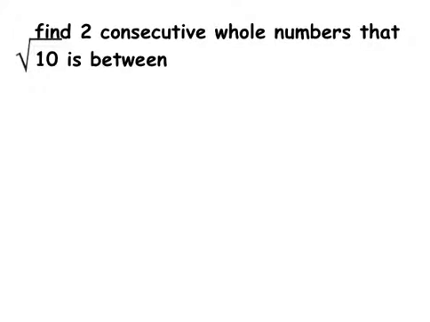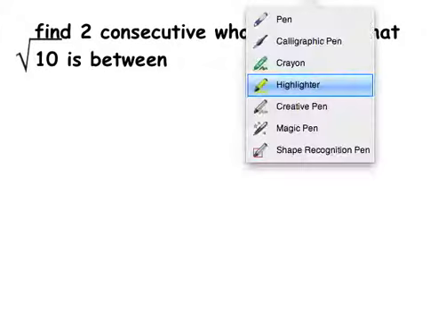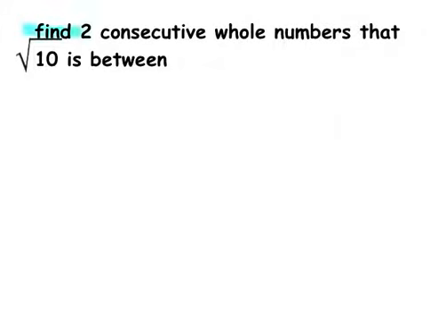This is the last part of the lesson. In your notes, I want you to write this down exactly how you see it. Find two consecutive whole numbers that the square root of 10 is between. What's important about this is the word consecutive. That means in a row. They have to be back to back, like 9 and 10, 1 and 2, or 88 and 89. Okay, they have to be in a row.